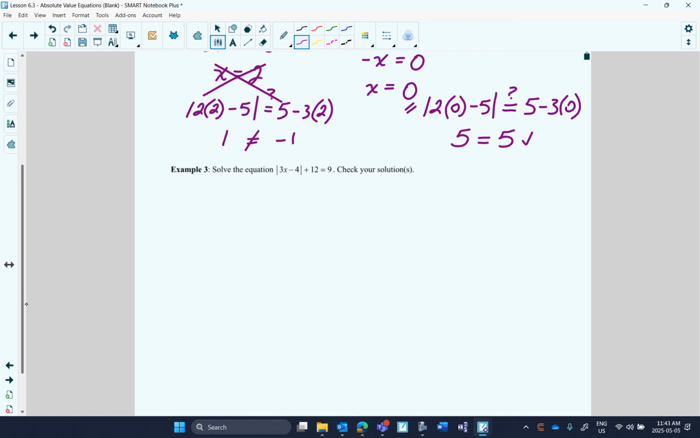What do you think I have to do here first? What looks different in this one about the previous two? There's something with the absolute value, right? Remember, we don't split it up into 2 equations until we have absolute value by itself. So I have to move the 12 over.